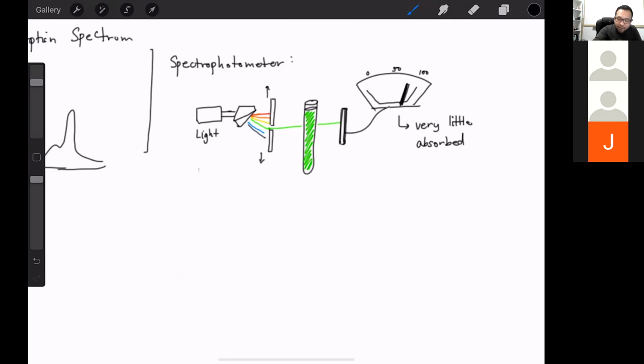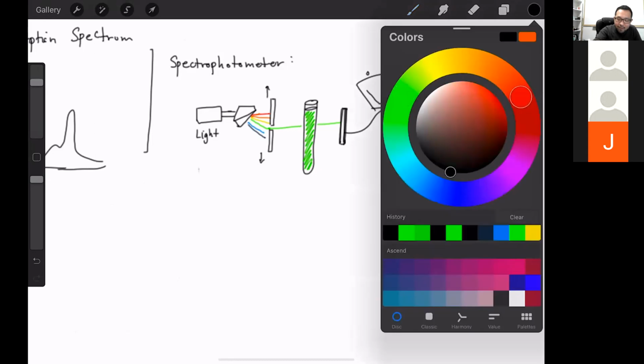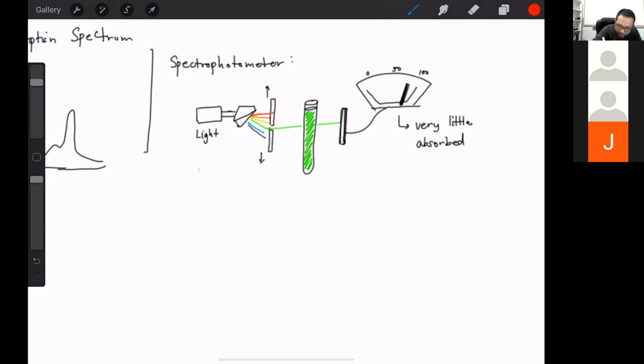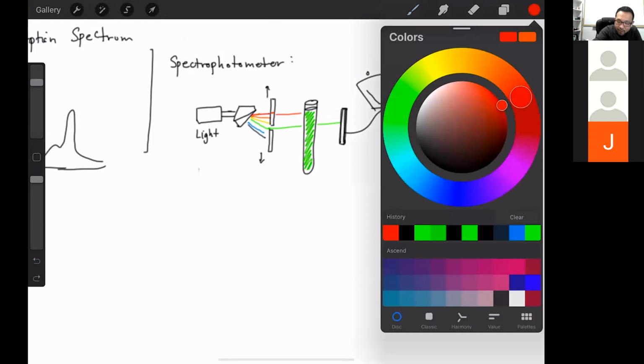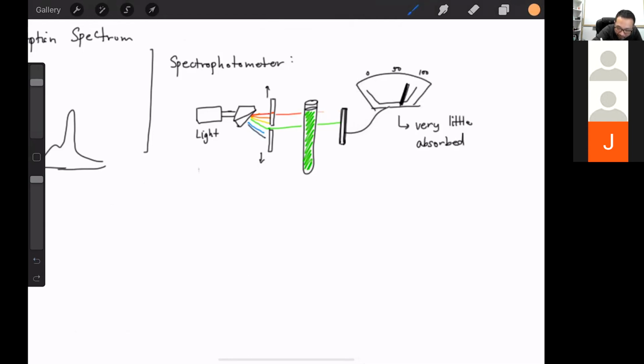Now, of course, if this were red light instead, so for instance, if I were to have the slit here and have red light, a lot of that red light would be, oh, actually, you know what? This is what I'm going to do. I'm going to try to make it really artsy here and say, okay, a lot of that red light is going to be absorbed, and only a little light is going to come through. And of course, that would mean that you have very little detection at that photon detector here. Does that make sense to you guys? So that's how we use a spectrophotometer.